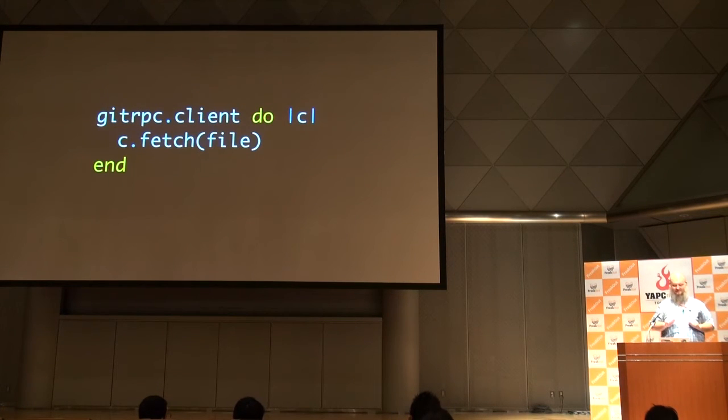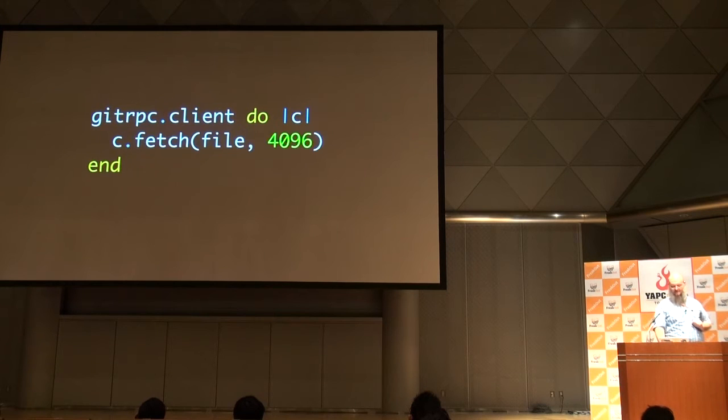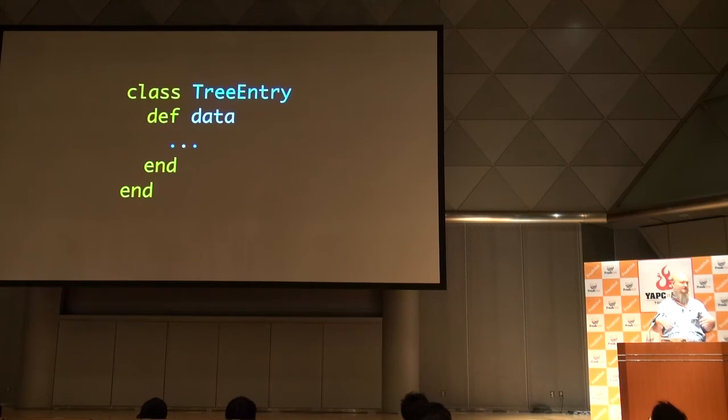I think an example is best to show here. This is our Git RPC client. It makes a little block. We want to fetch a file. It's a fairly standard operation we do at GitHub. Imagine we want to add a length argument to it. We want to say, how many bytes of that file do you want to load? We have a number of performance reasons why we want to do this, for example. Well, this client is actually using a method on an object called a tree entry, which represents a Git file, and it has a data method. So we're going to need to change this data method too.